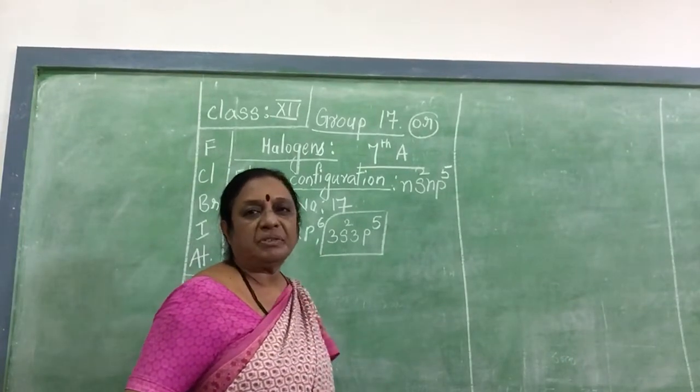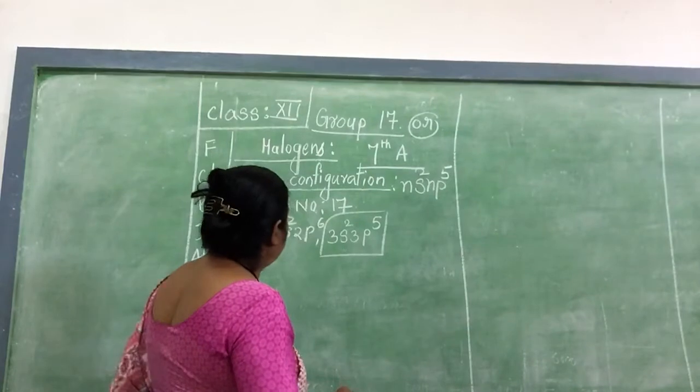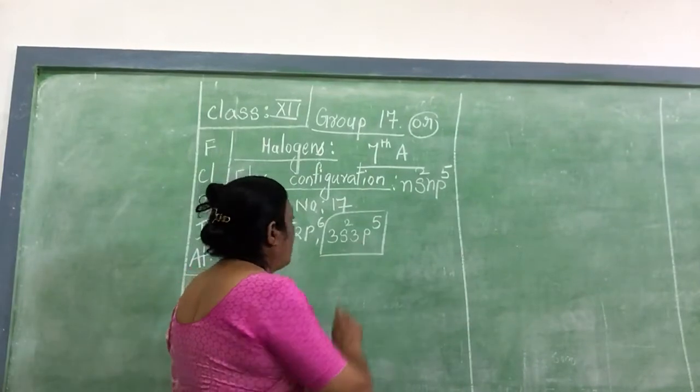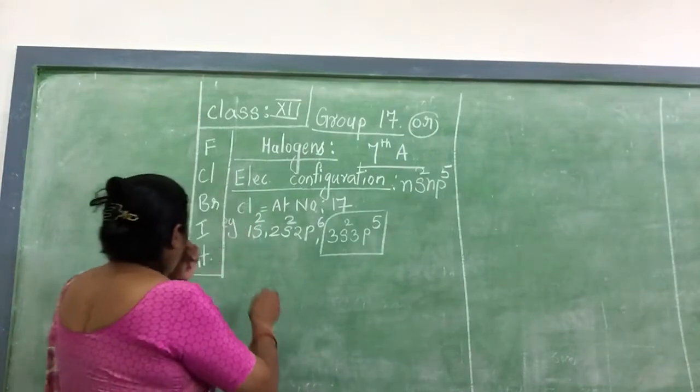So this is the outermost shell. How many electrons are there? n is equal to 3. The s subshell has 2 electrons and the p subshell has 5 electrons.